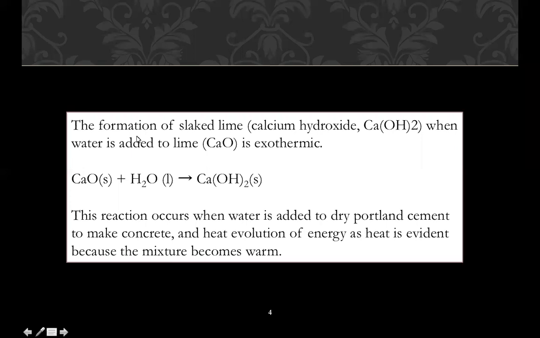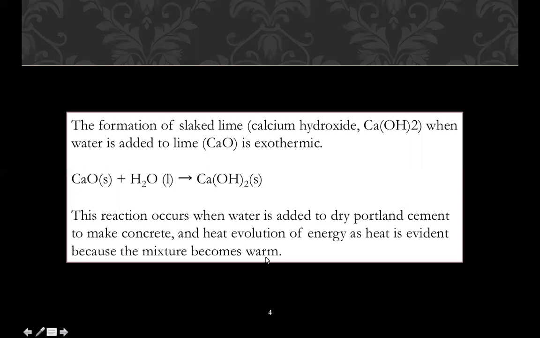The formation of slaked lime, calcium hydroxide, is formed when calcium oxide is combined with water to give slaked lime. It is Ca(OH)2. This reaction occurs when water is added to dry Portland cement to make concrete, and evolution of heat is observed. The reaction is very exothermic. Whenever you mix CaO with water, then you see the walls of the beaker are getting warm, which is indicating that calcium hydroxide is formed and heat is released.